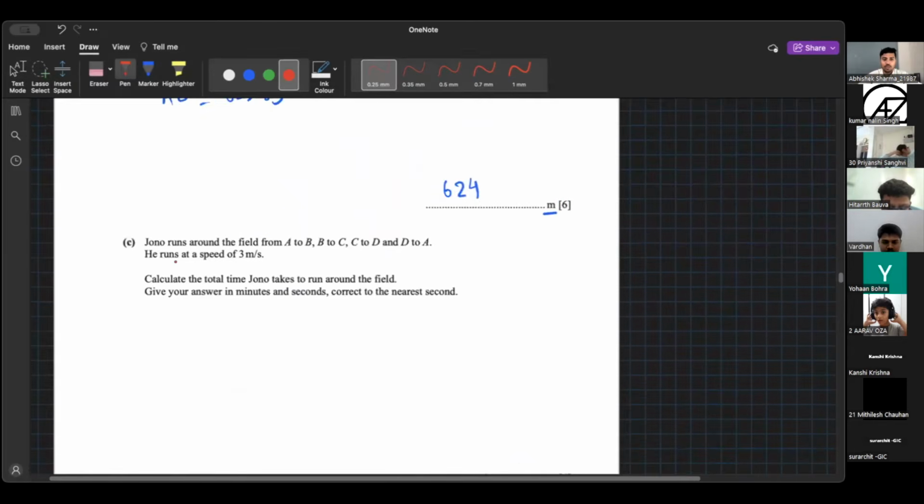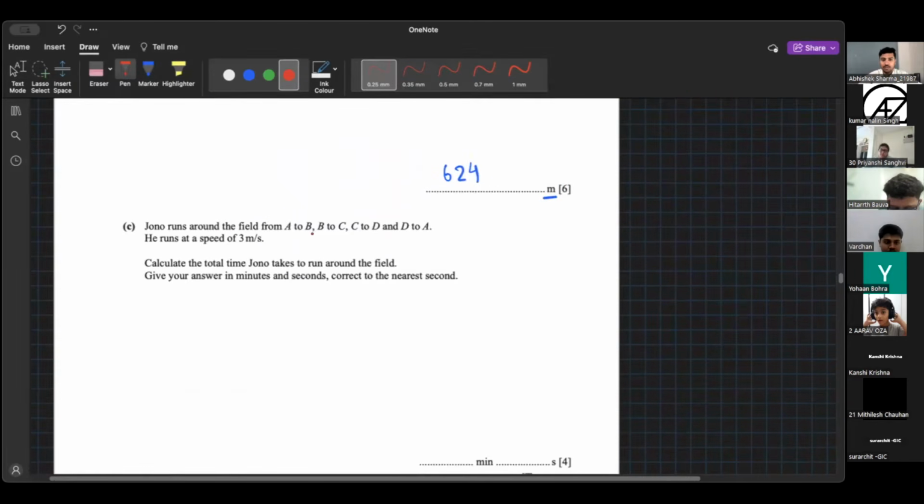Part C. Jono runs around the field A to B, B to C, C to D, and D to A. He runs at a speed of 3 meters per second. What is the total distance covered?